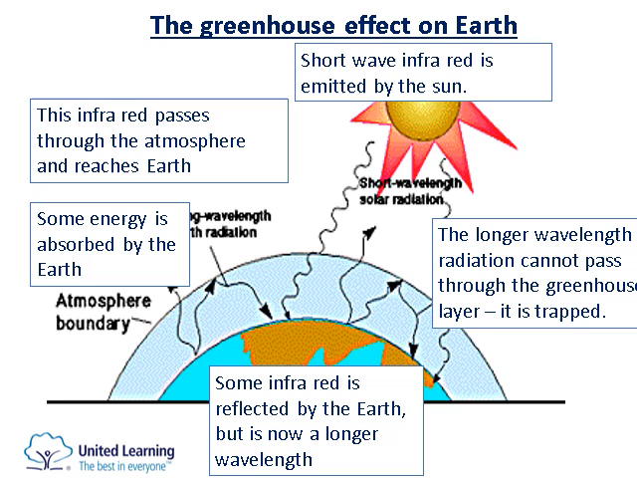It can't pass through the layer of greenhouse gases, so it becomes trapped, as you can see. The fact it's become trapped, it then reflects back to the Earth's surface, and more of it can then be absorbed by the Earth. The more radiation that's absorbed by the surface of the Earth, the warmer it's going to be.